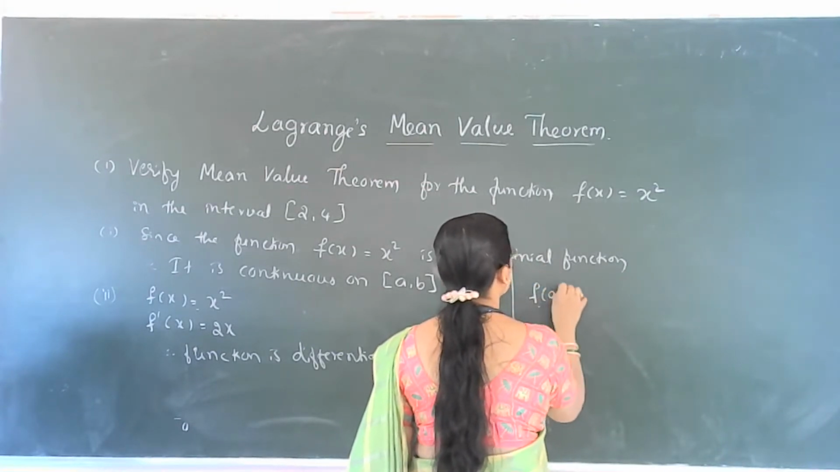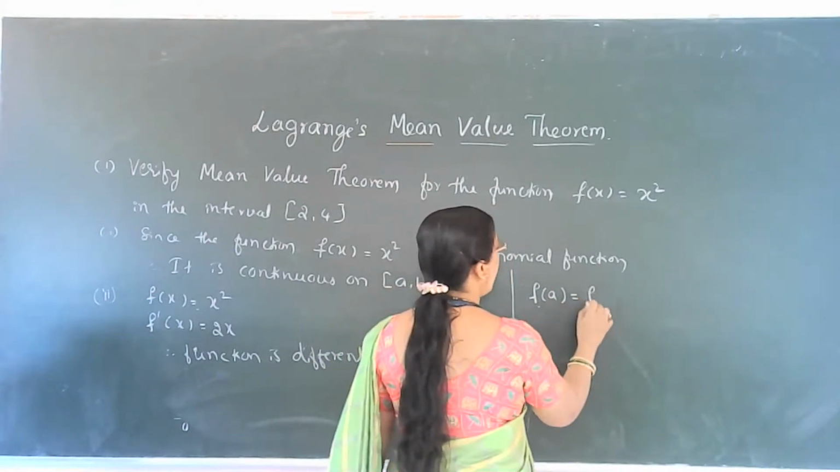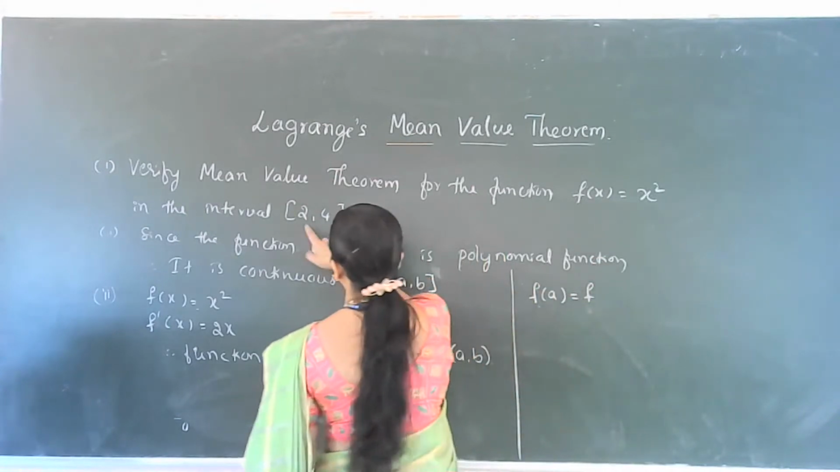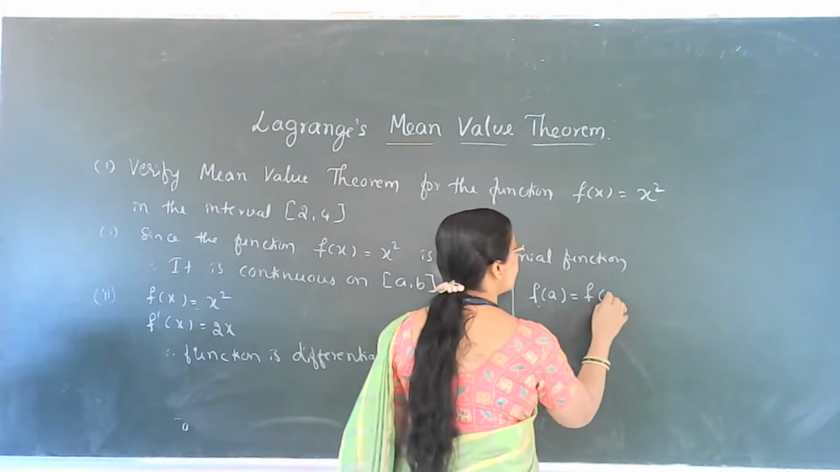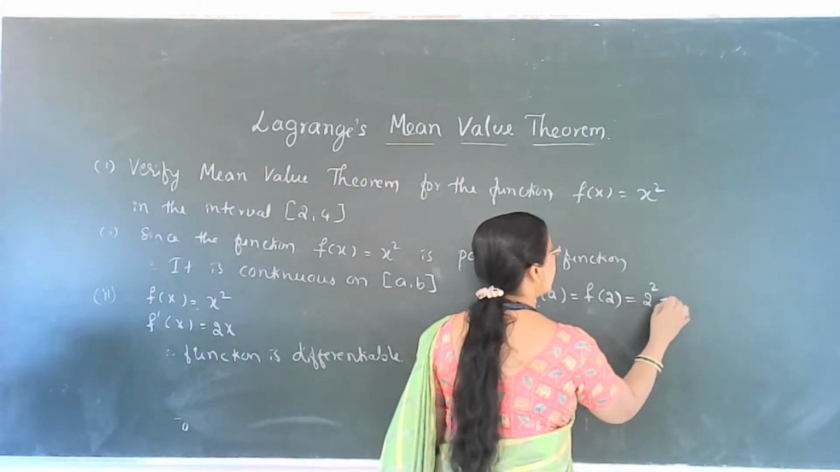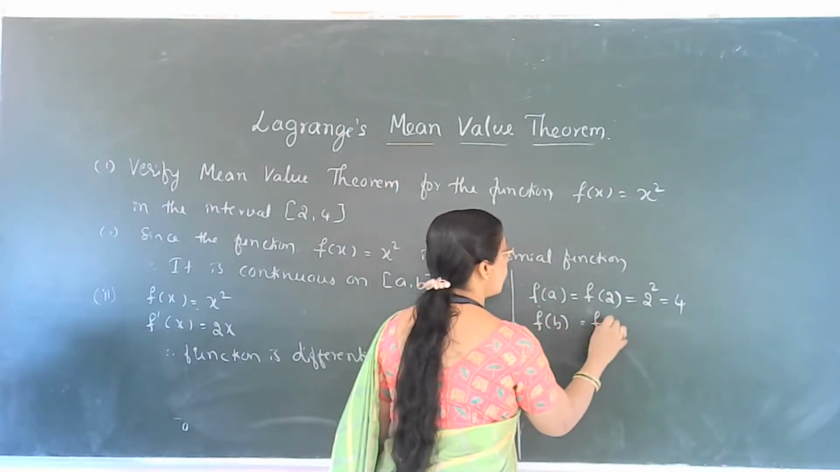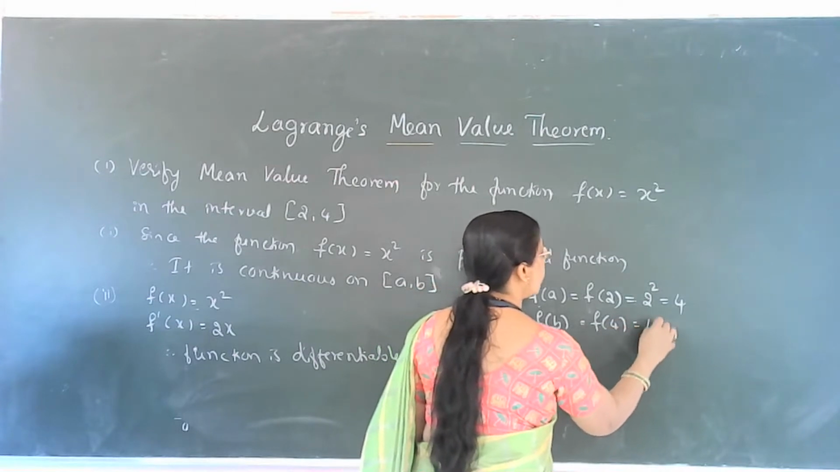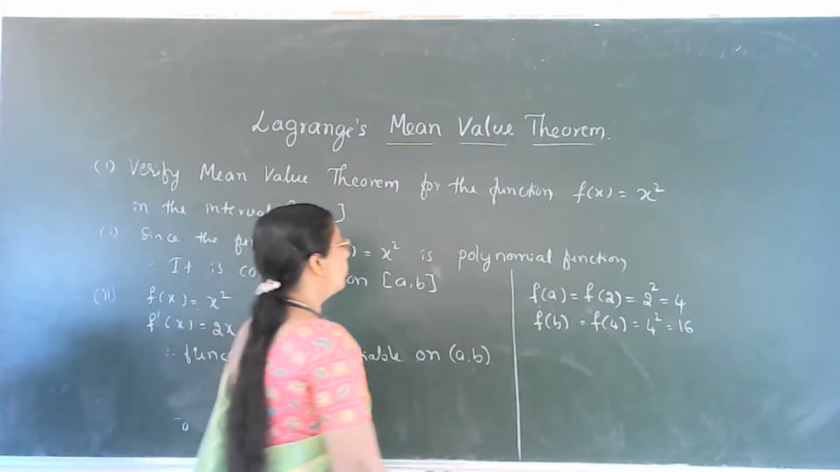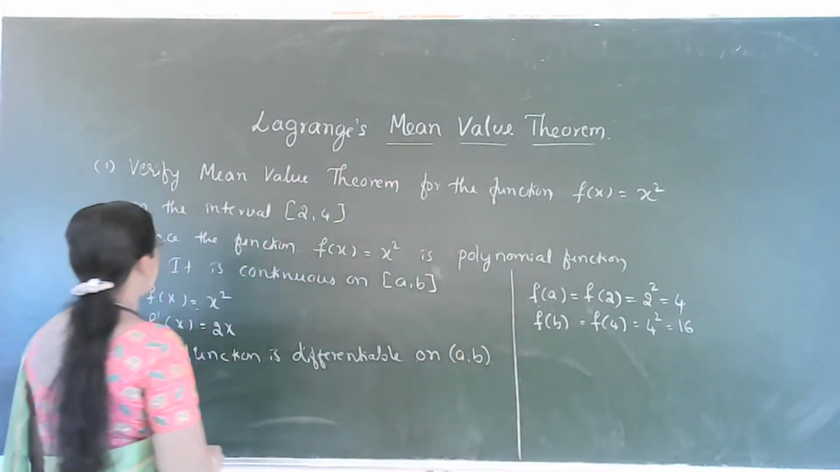f of a: f of x is x square, so f of 2 is equal to 2 square, which is equal to 4. Then f of b, which is equal to f of 4, is equal to 4 square, which is equal to 16. Then we apply the mean value theorem.